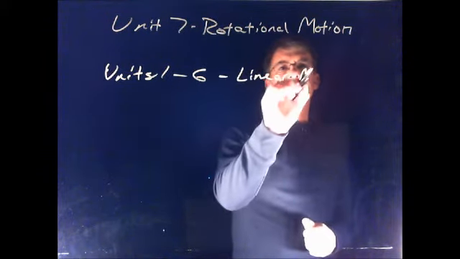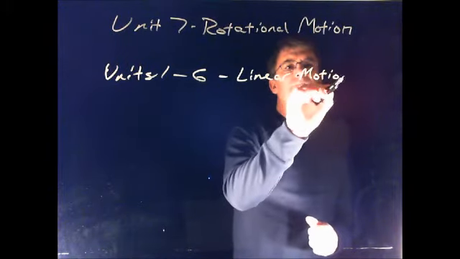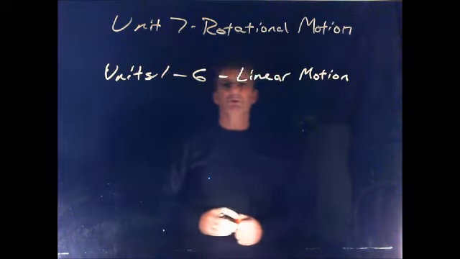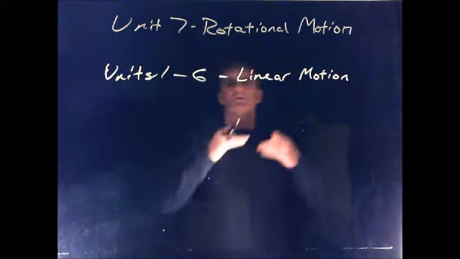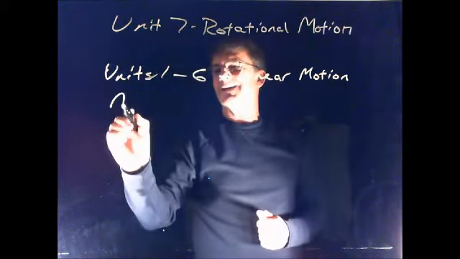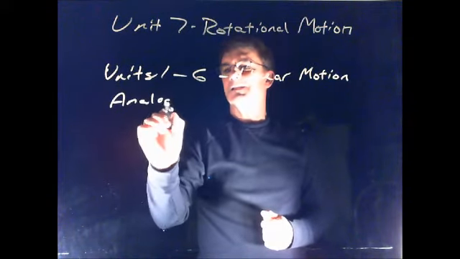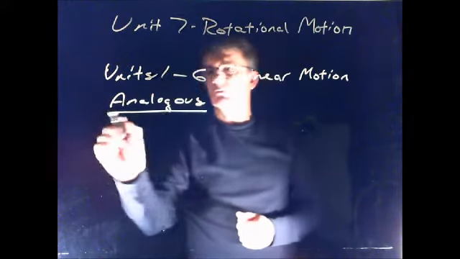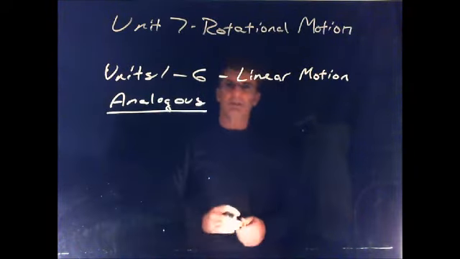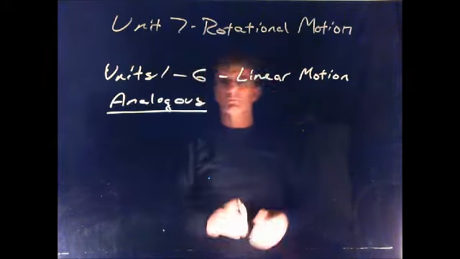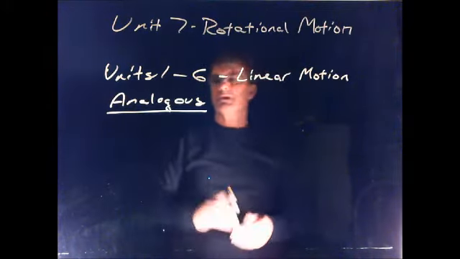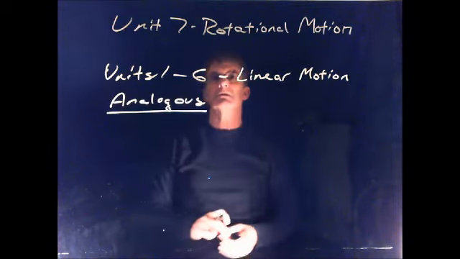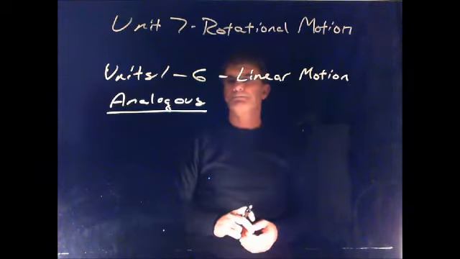And here's what I tell my kids. The better they know linear motion, the better they're going to understand rotational motion, because the word for the unit is analogous. That's what I keep repeating. Rotational motion is analogous to linear motion. Different terms, similar meanings. Different equations because they have different terms, but they basically are the same equations.